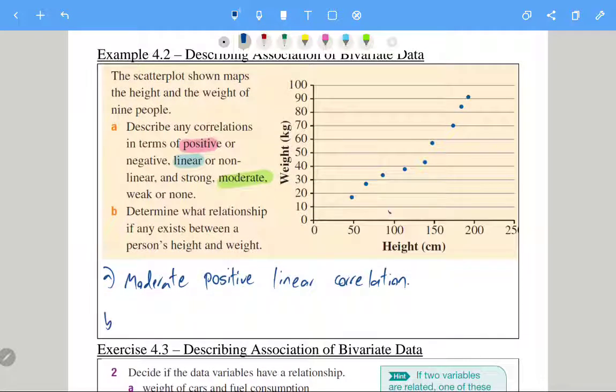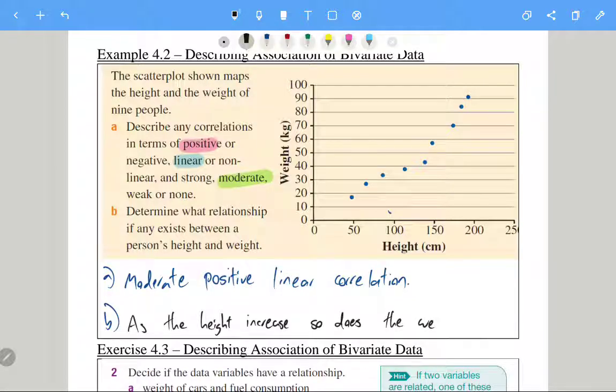Alrighty, so then B, determine what relationship, if any, exists between a person's height and weight. Well, when we say that something has a positive association or correlation, that means that as one increases, the other increases. So, as the height increases, so does the weight.